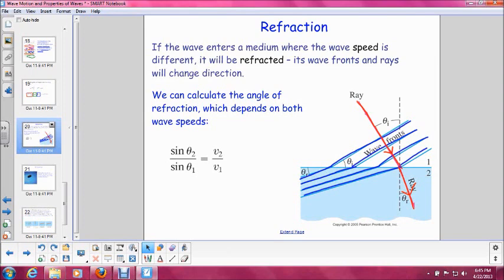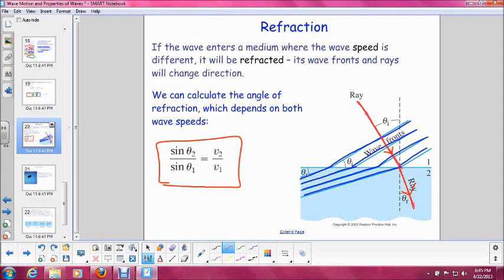But you can actually figure out the angle of that refraction, or how far that wave is bent, by using this equation. The sine of the angle of the second wave front, what you have in the water, divided by the sine of the angle of the waves above the water, is equal to the speed of the wave after it hits divided by the speed of the wave before it hits.